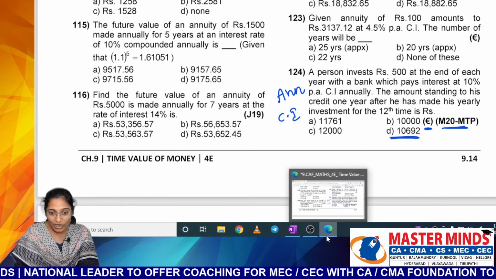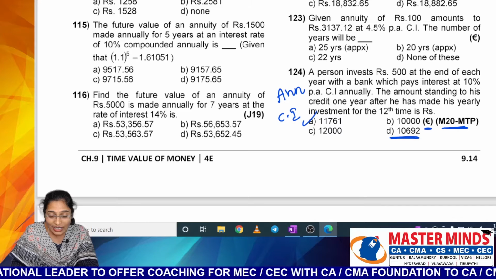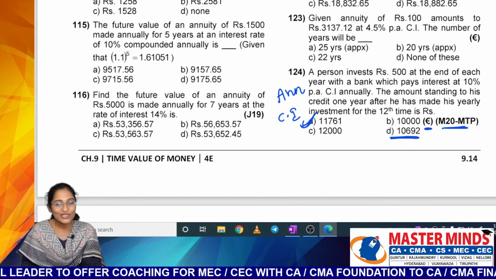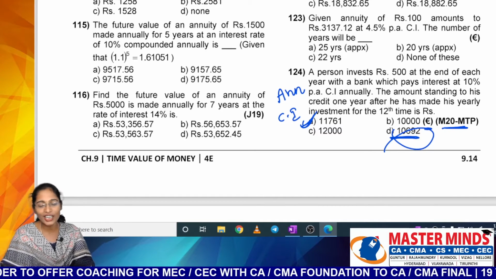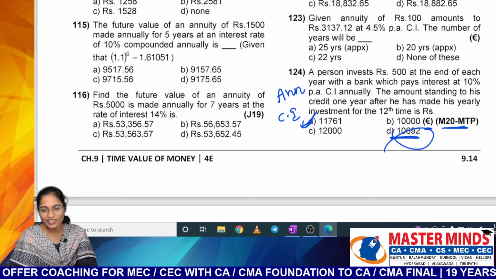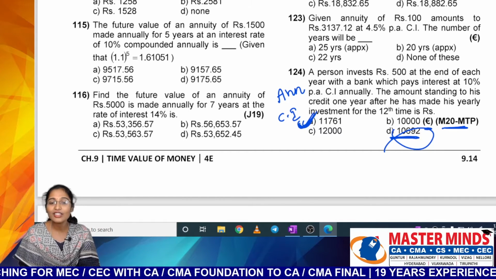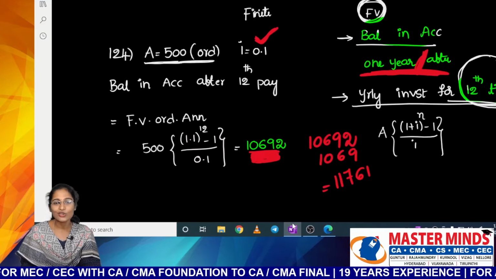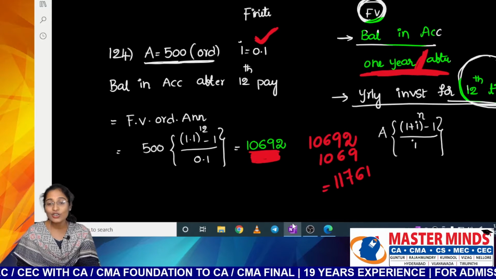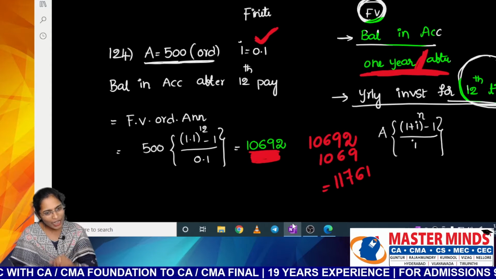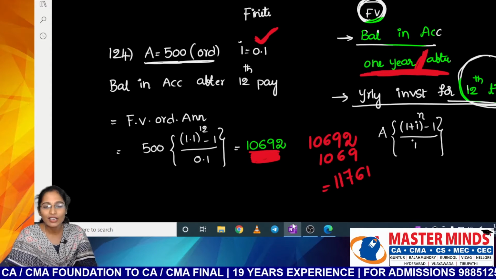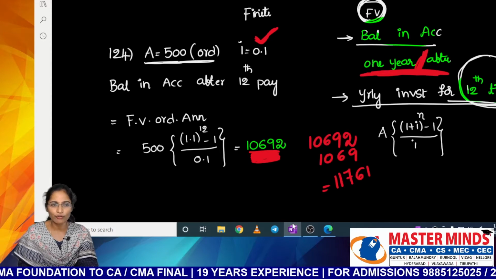So what is the total amount there? 11,761. So 10,692 is not the correct answer. Most of the people have got the answer as 10,692. But no, what is the correct answer? 11,761. So what is the logic behind this, guys? He's going to keep this money in the bank for how many years? 1 year. So the bank will not keep it free of cost, right?